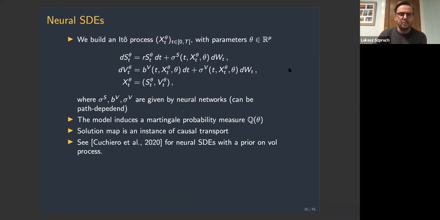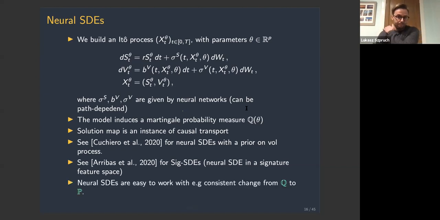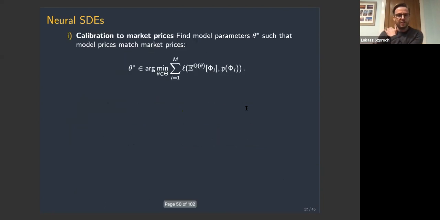And like I said, there is related work combining a local stochastic volatility model and approximating the pure volatility part with a neural network, which appeared at the same time from Christa and Josef. So here I work with neural networks. We also have a version of the paper where instead of neural networks, we work with signatures of the path, but that's a separate story. I said the flexibility of changing measures is quite important.